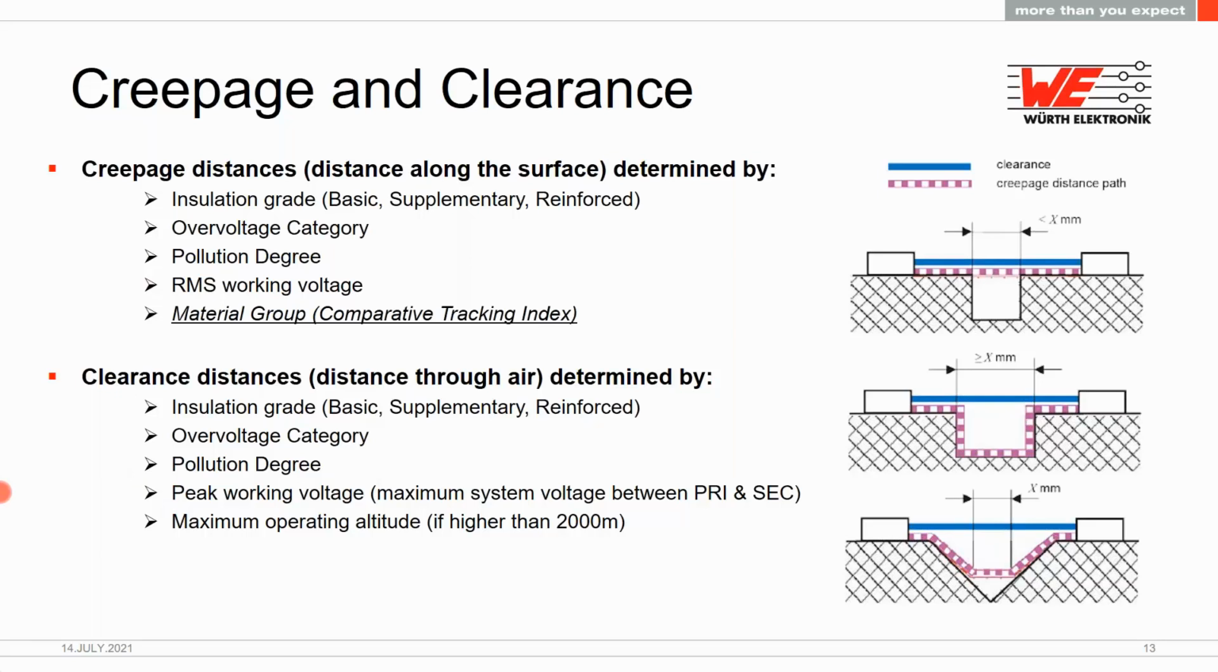The figure on the right side of the screen here shows the creepage path in purple, while the clearance path is shown in blue. As you can imagine, it's not possible to have a creepage distance that is less than the clearance. The creepage path along a solid surface will always be the same or longer than the clearance distance through air.